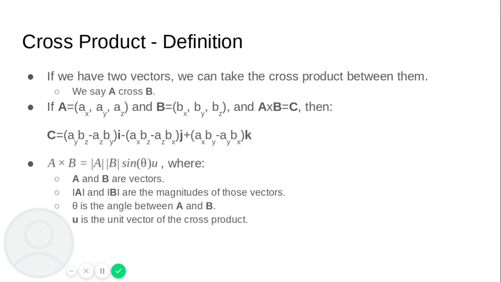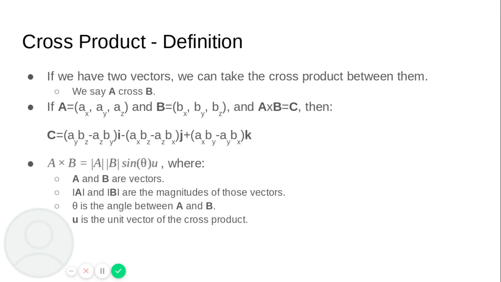So if A is A sub x, A sub y, and A sub z, if those are the components of it, and B is similar, B sub x, B sub y, and B sub z, then A cross B equals C. Then C, the result of A cross B, would be what you see there. So A sub y B sub z minus A sub z B sub y, minus A sub x B sub z minus A sub z B sub x, plus A sub x B sub y minus A sub y B sub x. So that's a bit of a long formula to remember, but there are some ways that you can remember it, and we'll go over one a little bit later to do with determinants.